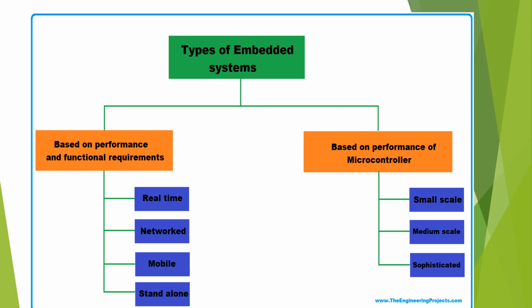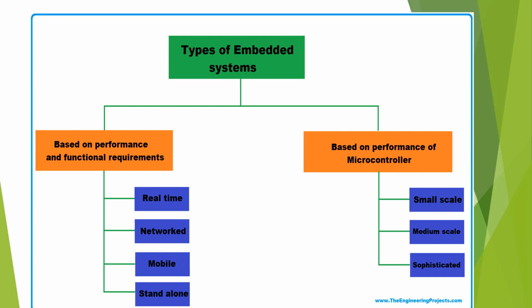And coming to the last one, standalone embedded systems. A standalone embedded system can take the input, process it and give the output. This is the basic operation of a standalone system. We can take examples like washing machines, refrigerators and microwave ovens. These all come under standalone.